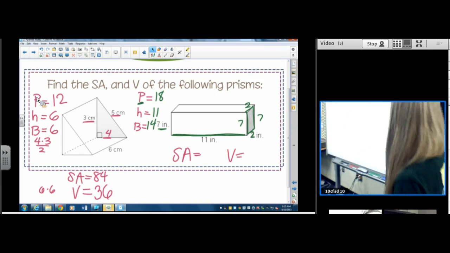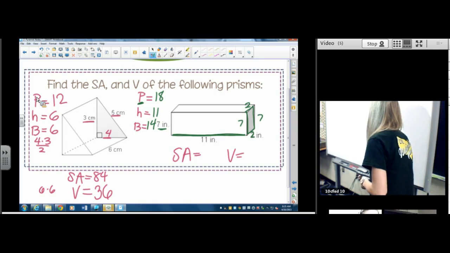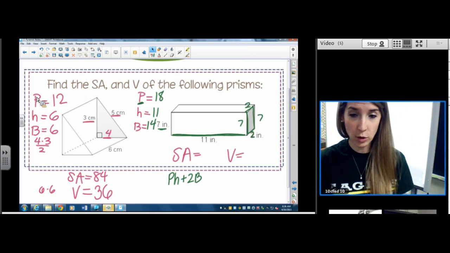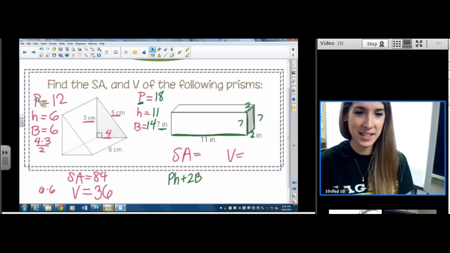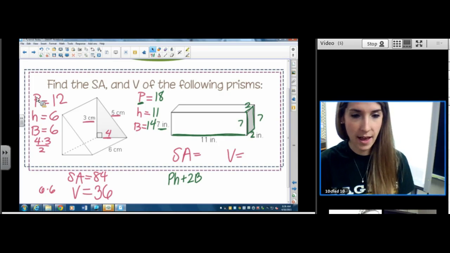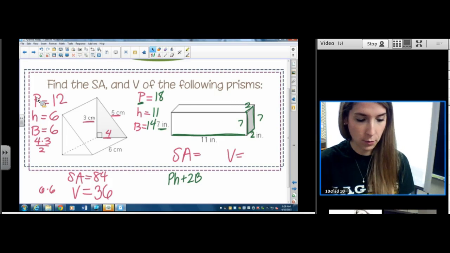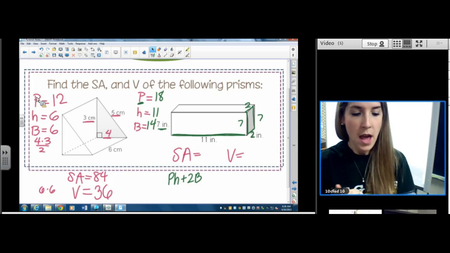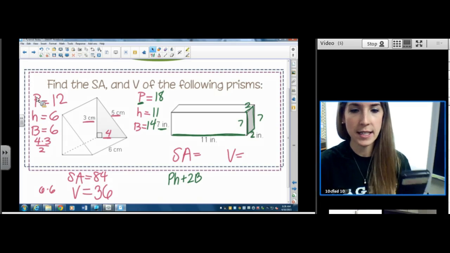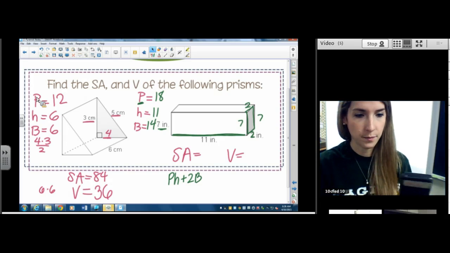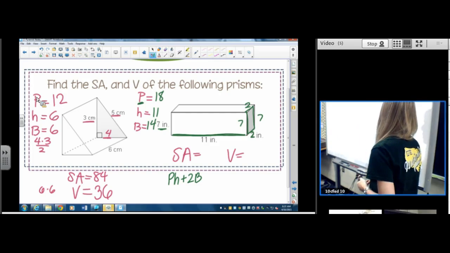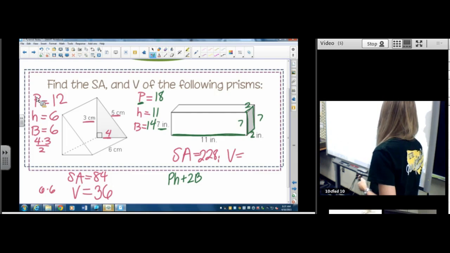So when we look at our formula chart, the surface area is PH plus 2B. We already have all of those variables, so we can go straight to our calculator or to our brain, depending on what you want to use. So 18 times 11 plus 2 times 14. So if I were to paint that whole rectangular prism, I would be painting 226 square inches. So the total surface area is 228 square inches.